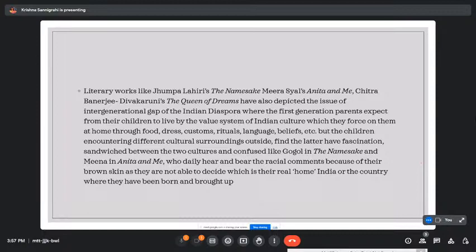So these works like The Namesake, then Syal's Anita and Me, and Divakaruni's Queen of Dreams have also depicted the issue of intergenerational gap of the Indian diaspora, where the first generation parents expect their children to live by the value system of Indian culture, which they force on them at home through food, dress, customs, rituals, language, beliefs, etc. But the children, encountering different cultural surroundings outside, find the latter fascinating, sandwiched between the two cultures and confused, like Gogol in The Namesake.